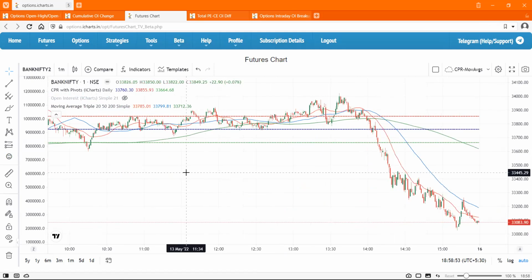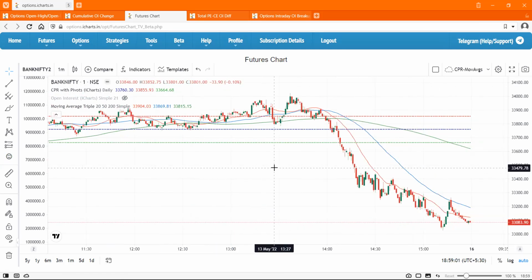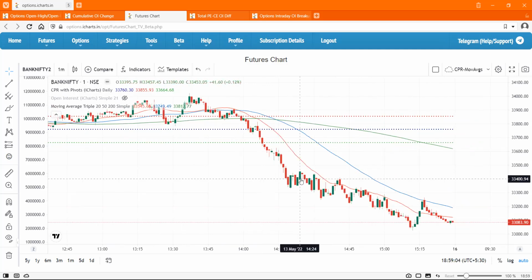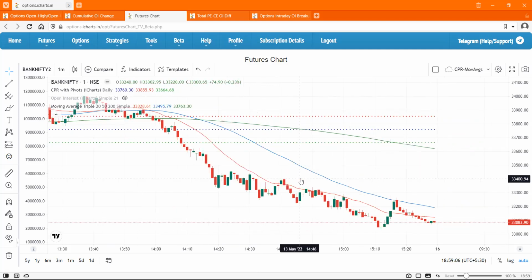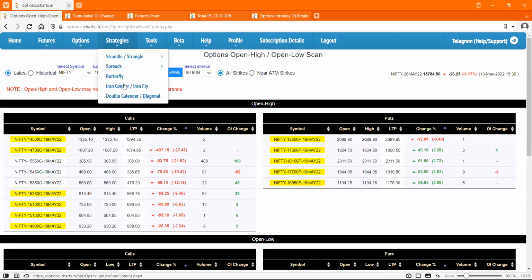No, see, TradingView is subscribed to real-time data. We are subscribed to 1 minute. This data is ours, not TradingView data. For TradingView, we have only taken their software. The data is ours. So it is 1 minute data. Okay.